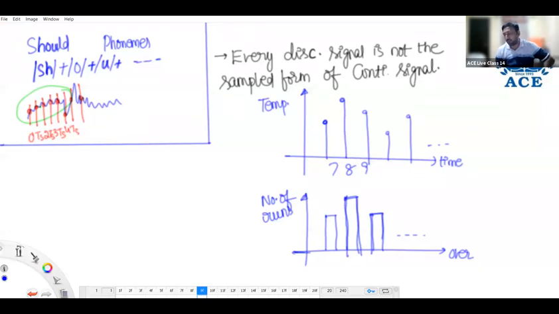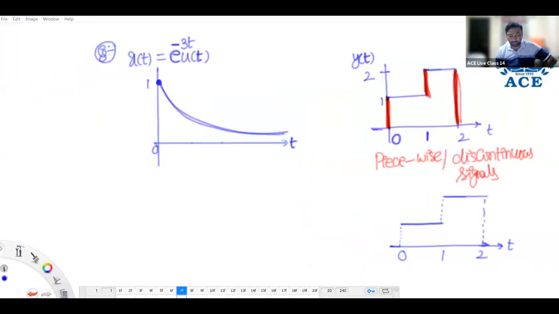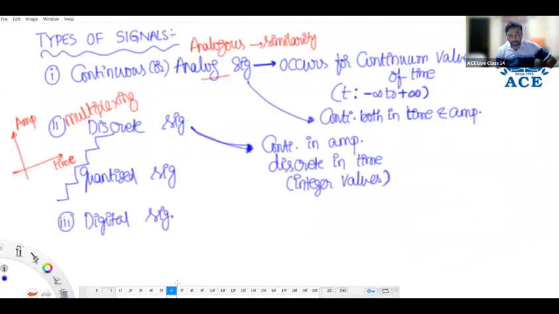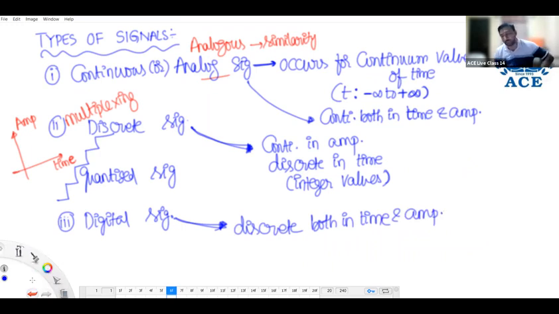Sampling is needed only for multiplexing. Okay, that is the definition of discrete signal. Then what is the definition of digital signal, sir? What is the definition of the last one, digital? A signal which is discrete both in time and amplitude is a digital signal.